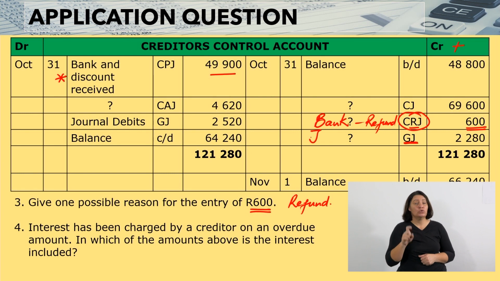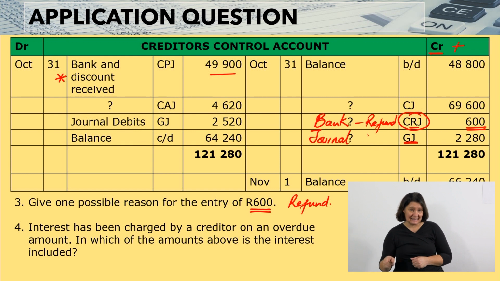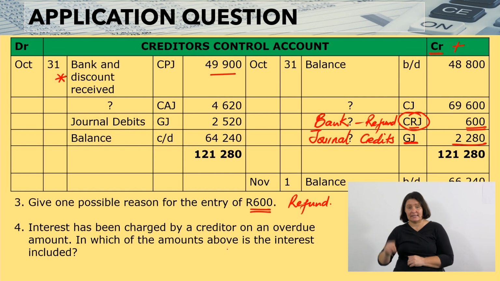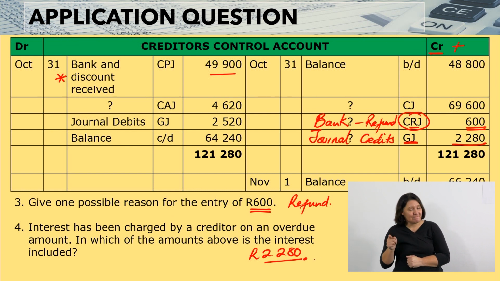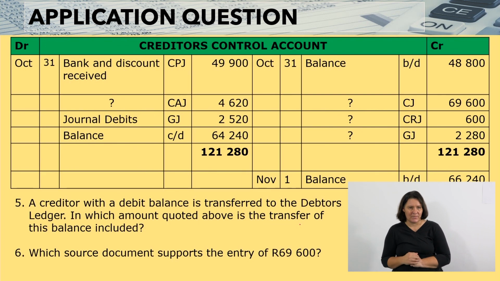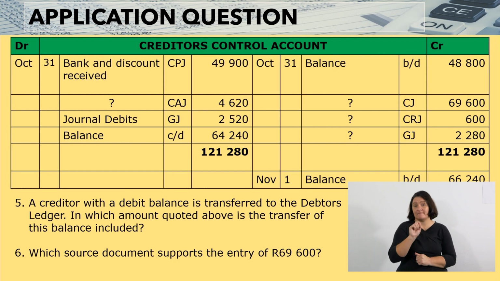So here you should have what we call journal. What side is this? Credit. Journal credits. And the amount is 2,280. Interest has been charged by a creditor on an overdue amount. In which of the amounts above? It would definitely be your 2,280. That is where your interest will be included. Okay, it is actually question number 5, and it reads, a creditor with a debit balance is transferred to the debtor's ledger.